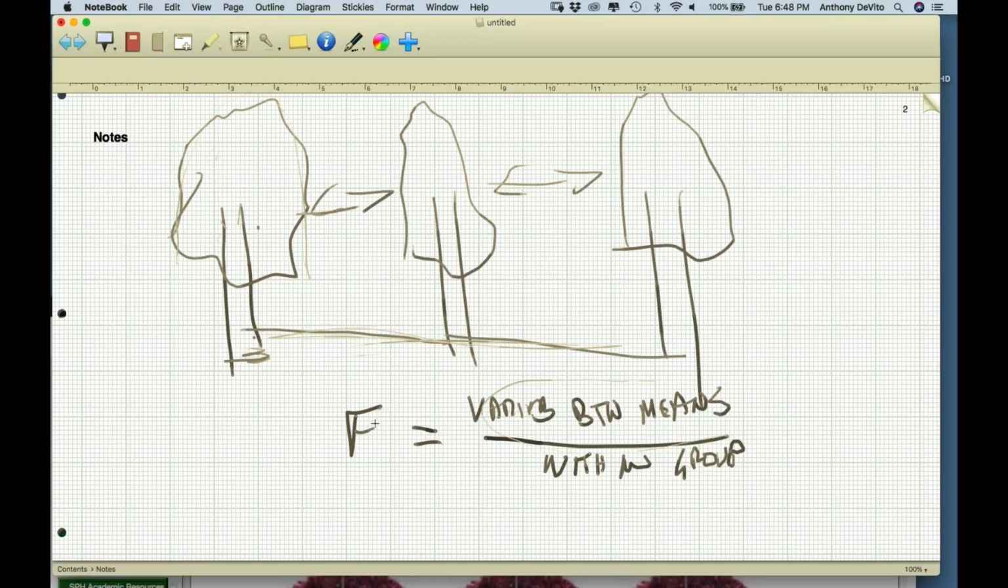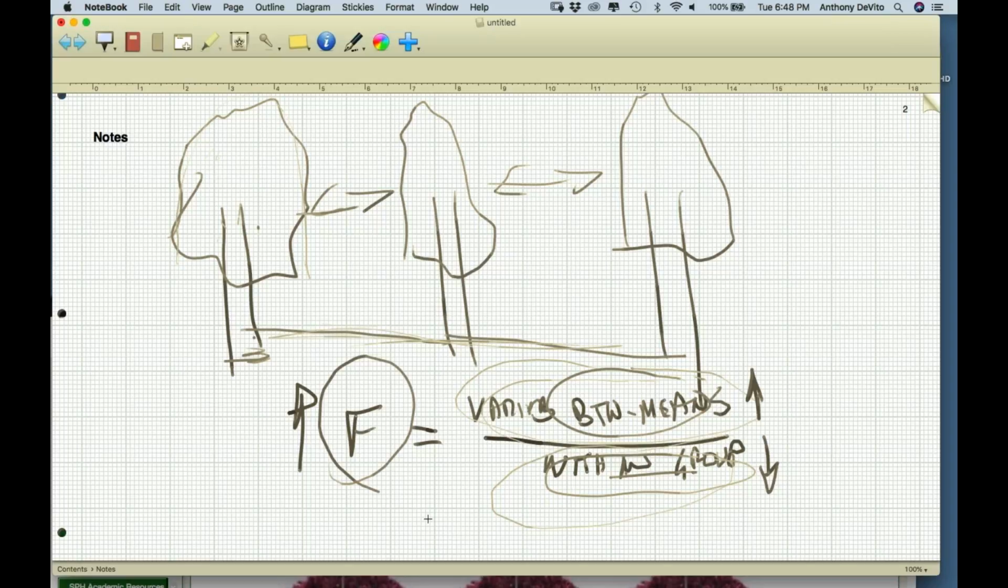In order to get a bigger F score, in order for F to be larger, the top of this needs to be big, and the bottom of this needs to be smaller. We want this to be bigger and this to be smaller to get a bigger number, right? Simple fraction, right? So, in other words, that's exactly what we want. We want the distance between the means to be large, and the variability within the groups to be small. The smaller it is within the groups, and the larger it is between the groups, the bigger this F value is.